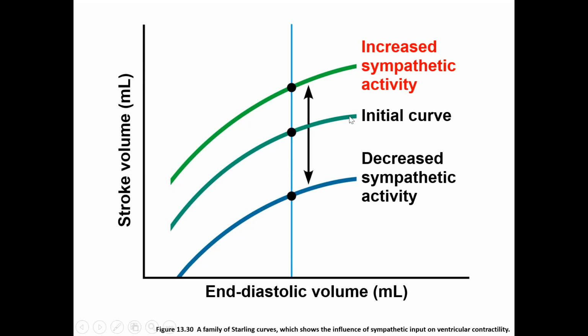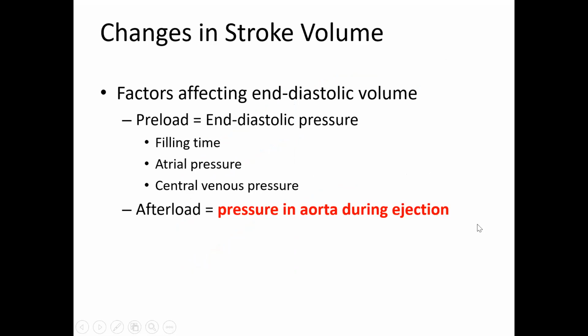And that's because I now have a higher force of contractility. I'm going to squeeze more blood out of that chamber because those muscle cells are working harder. And so because of the sympathetic input, I'm going to increase my stroke volume, even though my end diastolic volume is remaining the same. Okay.